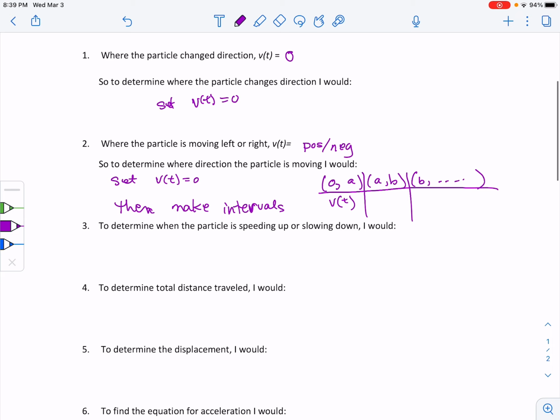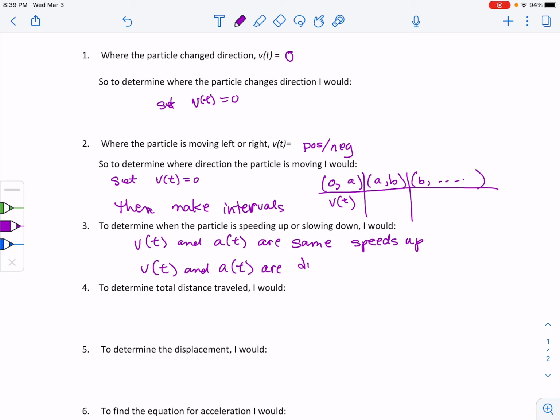Determine when it's speeding up or slowing down. When v of t and a of t, velocity and acceleration, are the same sign, it speeds up. When v of t and a of t are different, it slows down.